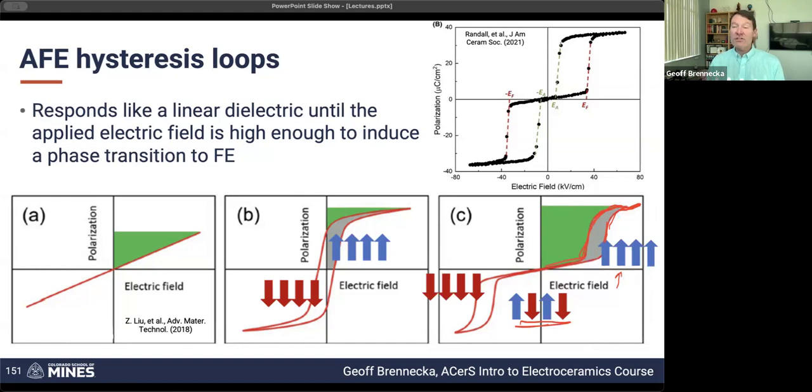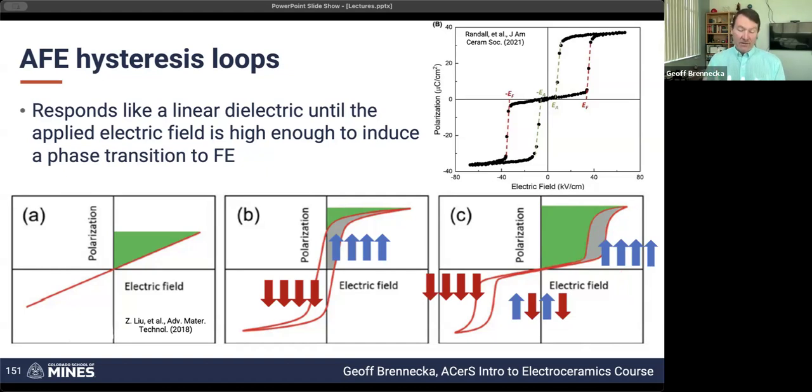So from an energy storage perspective, capacitors that are based on antiferroelectrics have a lot of potential to store a lot of energy and be able to access that stored energy again when you remove the field.